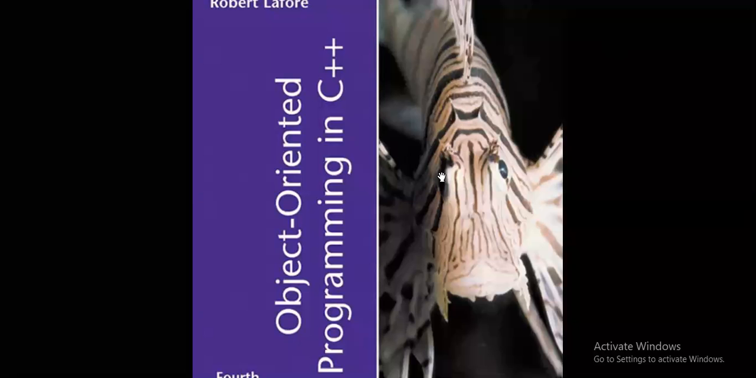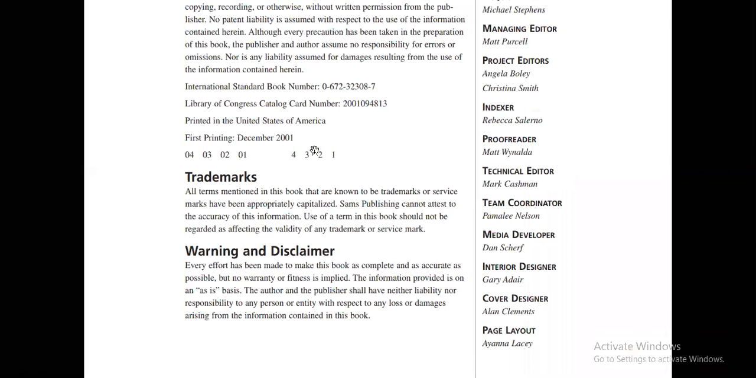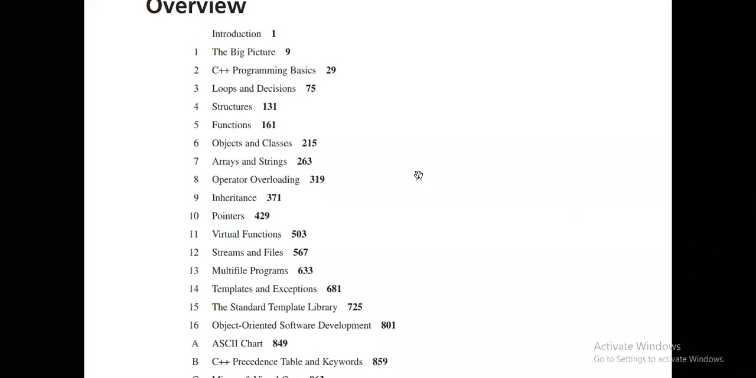We will start the first week with this book, Object-Oriented Programming in C++ by Robert Lafore. This is the fourth edition of the book. In this book, we have these basic chapters. Let me go through them. So this is the overview of the book.